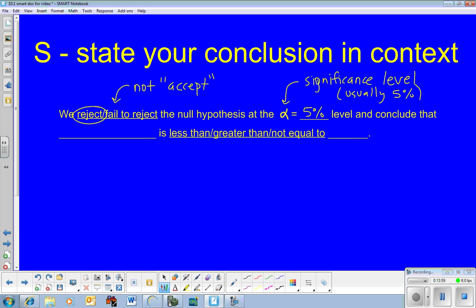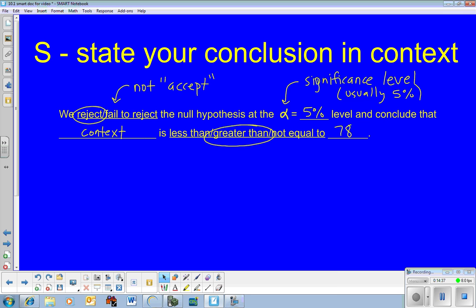Okay? So we might say something like this. We conclude that, here goes our context, the actual average golf score, the actual life of the battery is greater than the number, whatever we're testing, 78. So this is kind of our template again. All right, you're going to say something like, we reject the null hypothesis at the alpha equals 5% level and conclude that the mean golf score for Johnny the golfer is greater than 78. Write this down. Realize you're not going to write reject / fail to reject. I'm just showing you you're going to choose one of those to fill into your template.